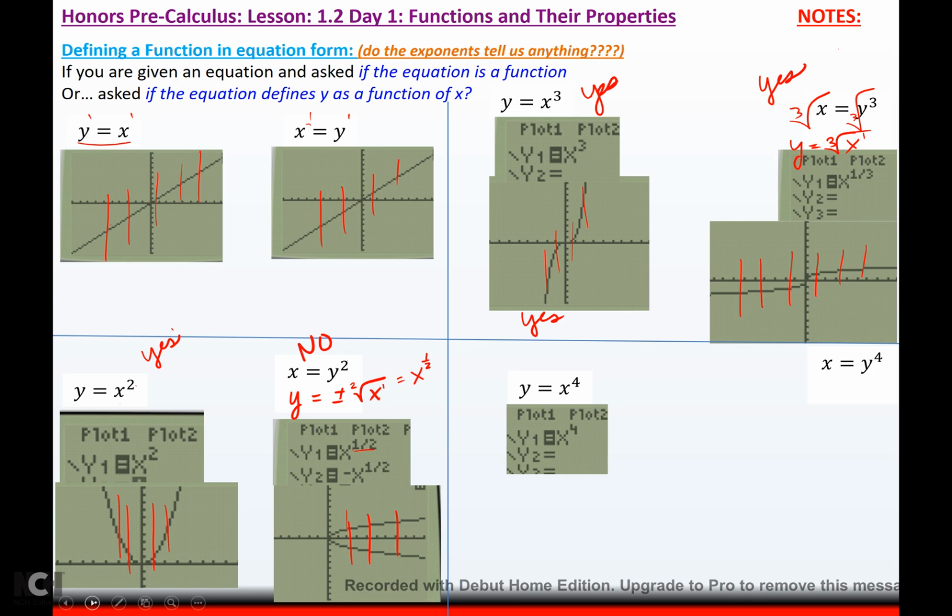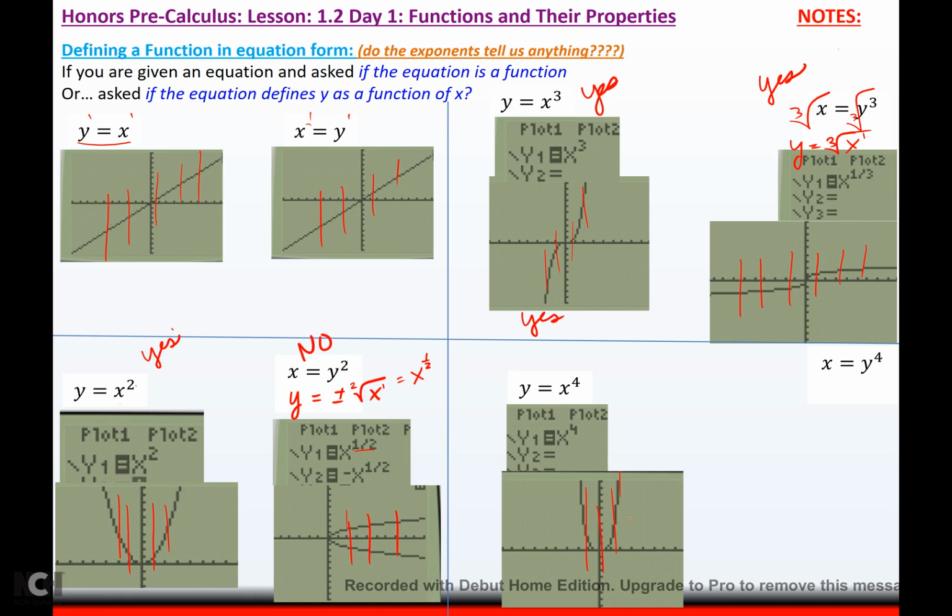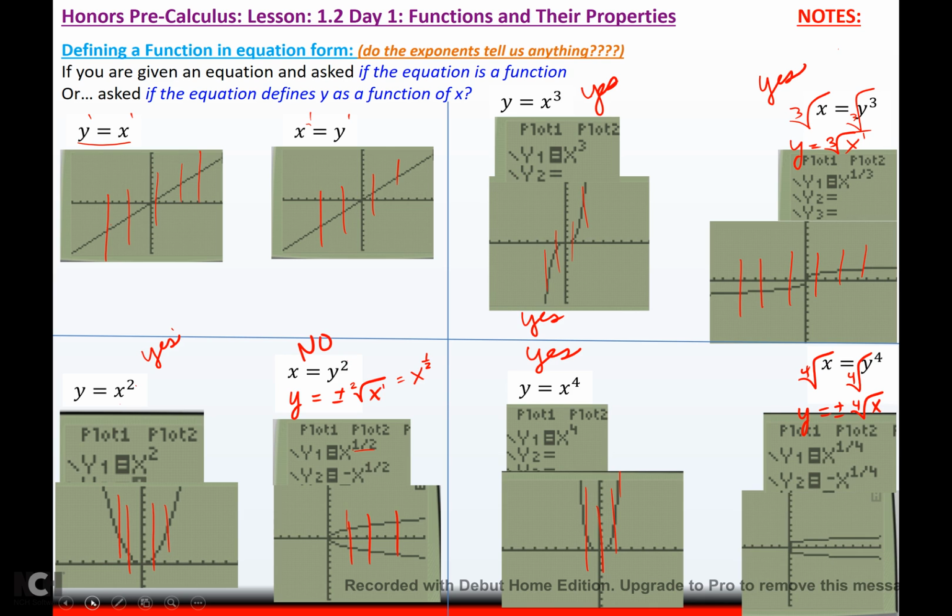Alright, let's look at x to the 4th degree function. Kind of looks like a parabola again. It's really not, but it passes the vertical line test, so yes. To do this, you'd have to take the 4th root on both sides, and again, that's going to be plus or minus because that index is even. So I have to type positive x to the 1/4 and negative x to the 1/4, and I get this picture, which does not pass. So what do you notice?